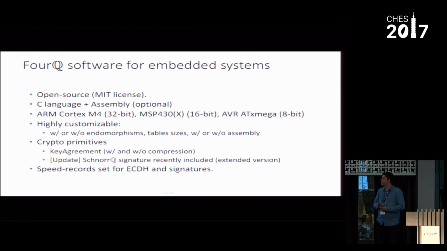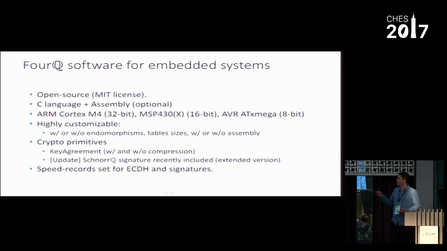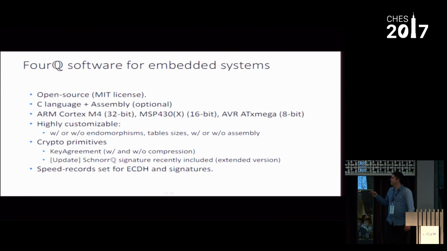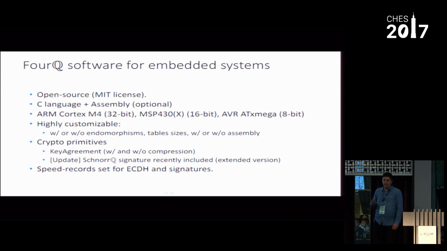It's also highly customizable, in the sense that at compilation time you can select whether or not to use the endomorphisms. This is a trade-off between space and time. You could also use this trade-off for the table sizes, and the same thing for assembly. We also implemented elliptic curve Diffie-Hellman with and without key compression as crypto primitives. And recently, we included the FourQ signature, a signature based on the FourQ curve, in our library, and it's in the extended version of the paper as well.